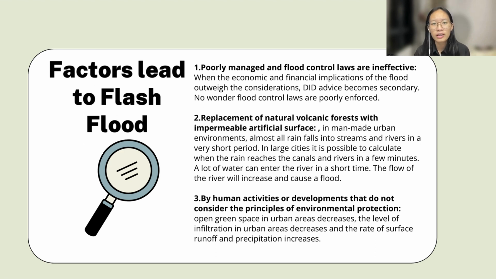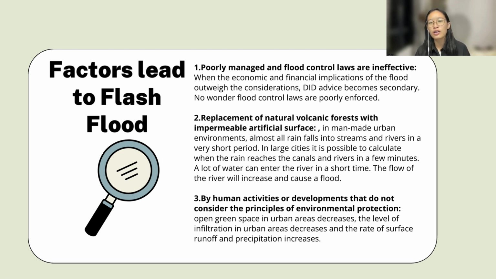In man-made urban environments, almost all rain falls into the streams and rivers in a very short period. Then in the large cities, it is possible to calculate when the rain reaches the canals and rivers in a few minutes. A lot of water can enter the river in a short time and makes the flow of the river increase and cause a flood.